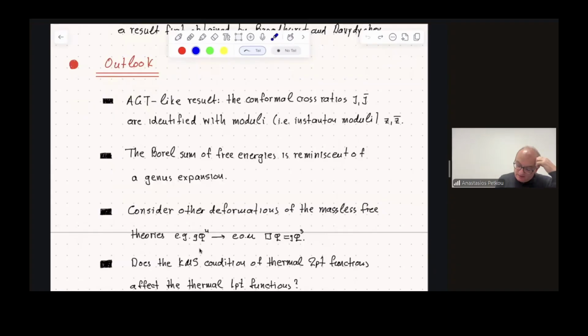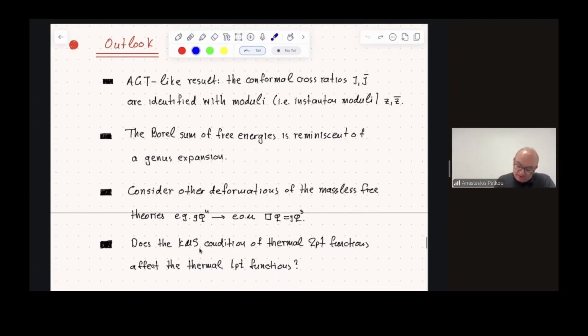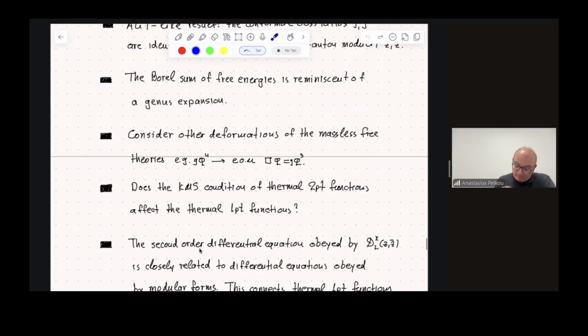Now, I try to emphasize that it was important to do the Borel sum. It was important that the graphs correspond to 1 over L factorial times the thermal 1-point functions. So summing of the graphs means Borel sum of the thermal 1-point functions, that is, of the free energies. The thermal 1-point functions are free energies. So it is reminiscent of a genus expansion.